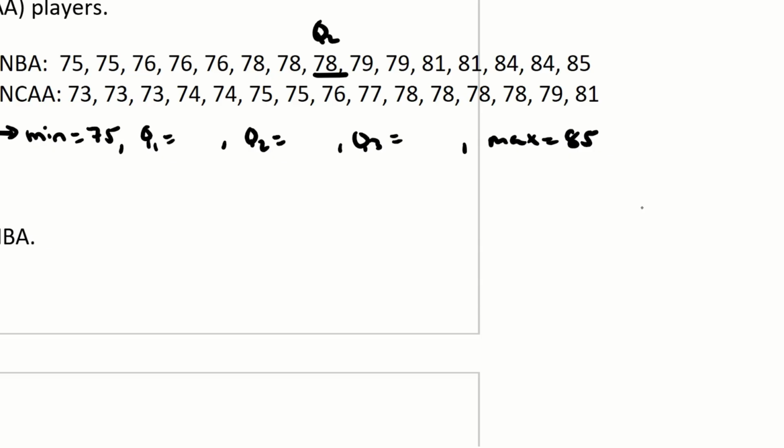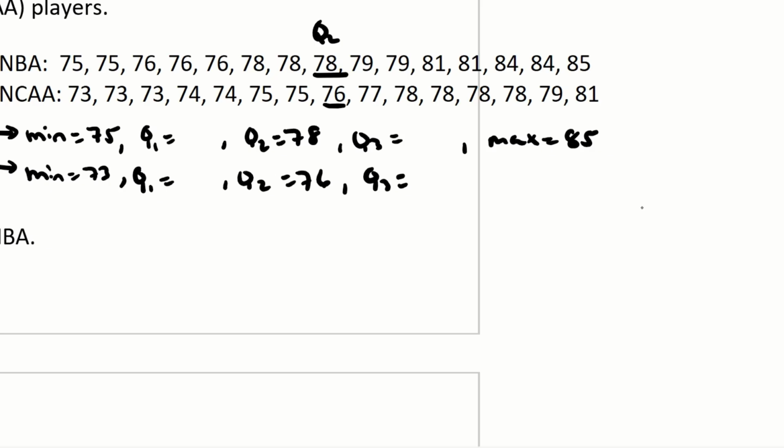And we can do the NCAA as well, while we're at it, because they all have the same amount of numbers. So 78 and 76, 2, 4, 6, 8. Oops, that's the first quartile, that's the wrong one. So second quartile: 78 for NBA and then 76 for NCAA.